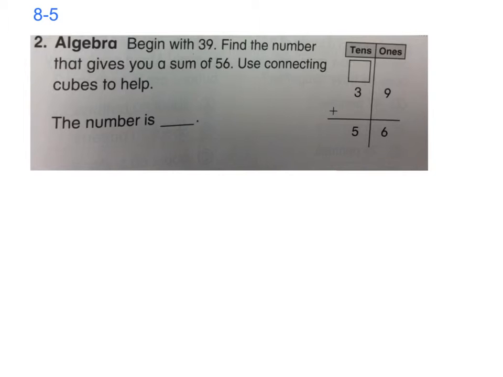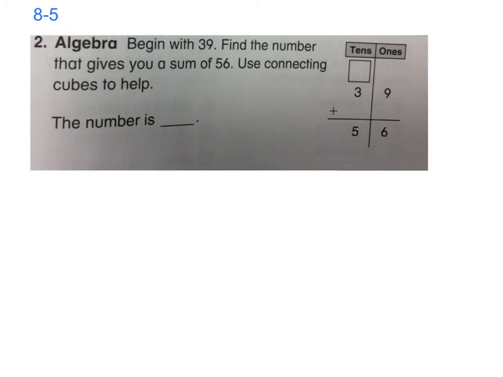The easiest way to do this is with connecting cubes. If those are not available to you, you can use any type of counter. Pennies, chips, jelly beans, anything. You can also use a picture. We will use a picture as we count on to find the missing number.